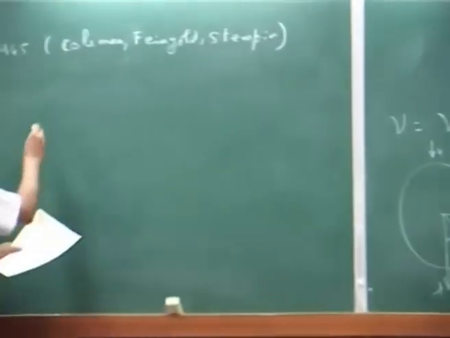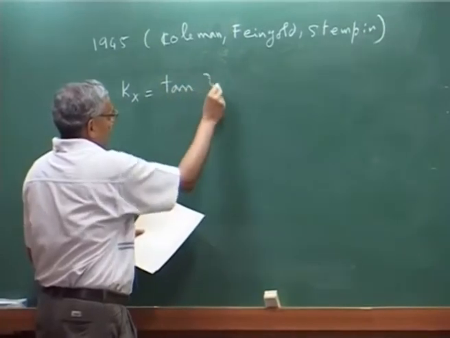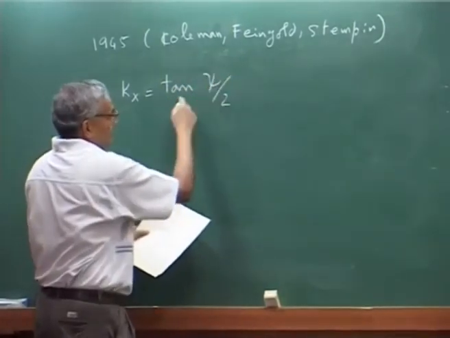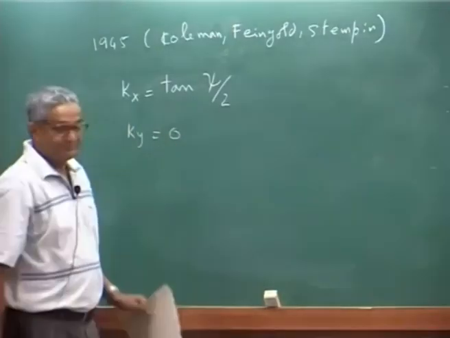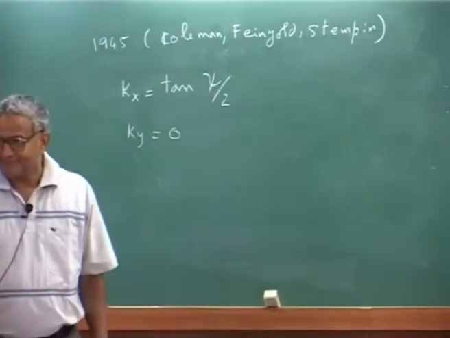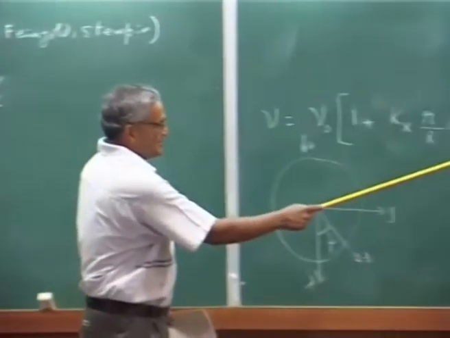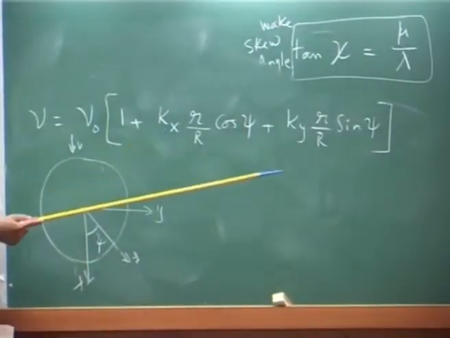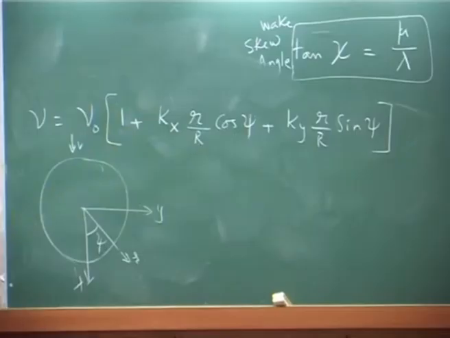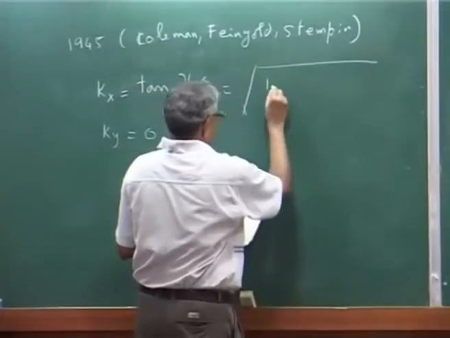He obtained kx. Please understand this is tan chi by 2 and ky is 0. That means this term is not there, only this term is there, and this is given directly in terms of chi by 2, okay, which is also given by this. You prove.